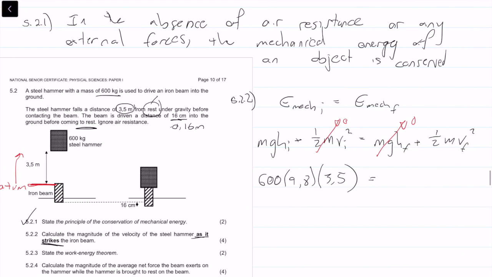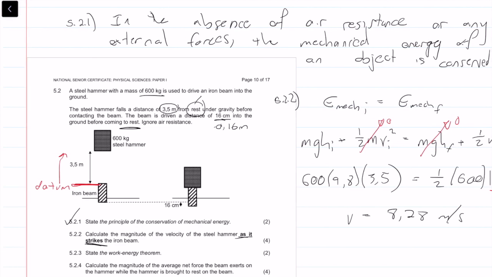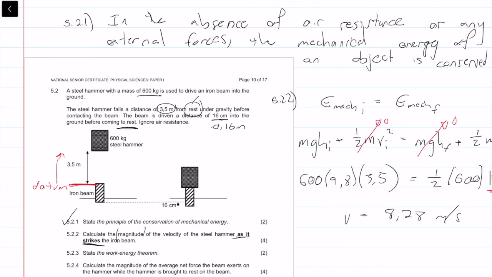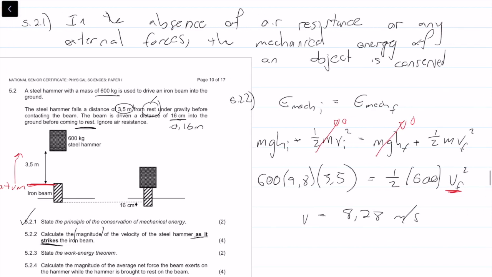And so we have a half times our mass, 600, times our velocity final squared. Okay, and the only unknown is v, so we can solve for v, and the velocity is equal to 8.28 meters per second. Okay, again it asks for the magnitude, so we don't care about a direction, but if we did care about a direction, it would be down.